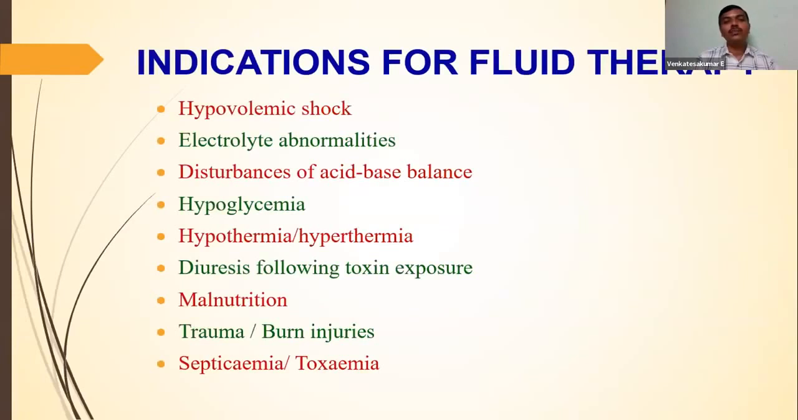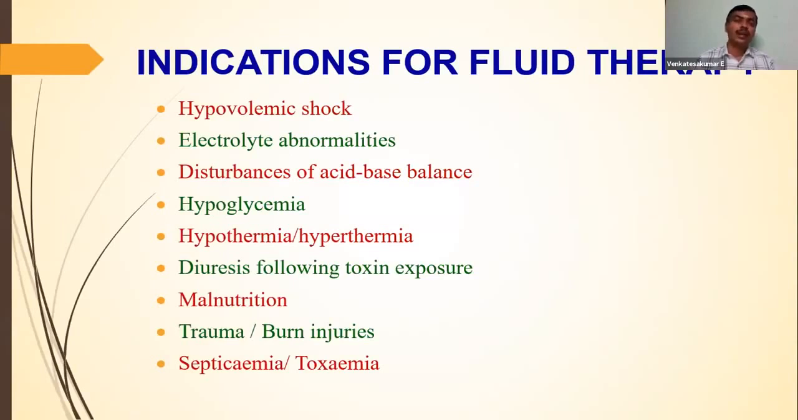So why do we need to give it? What are the indications? When the animal is in hypovolemic shock, that means loss of fluids in the body system, we need to replace it. Electrolyte abnormalities like sodium, potassium, calcium, phosphorus, so many things are there in the body, and any relative increase or decrease should be monitored through the blood gas analyzer, serum biochemical analysis, or your experience, and we need to replace that. Acid-base imbalance, acidosis, alkalosis, may influence the disease of the animal. In any disease condition, these changes will always be recorded. We need to address those things.